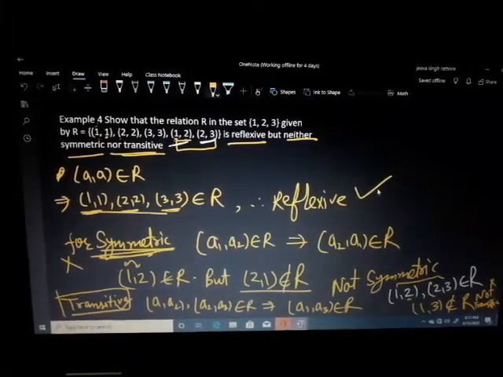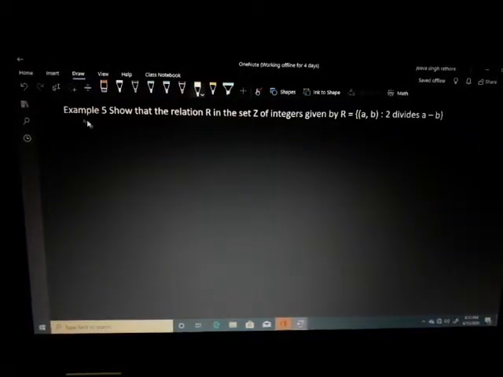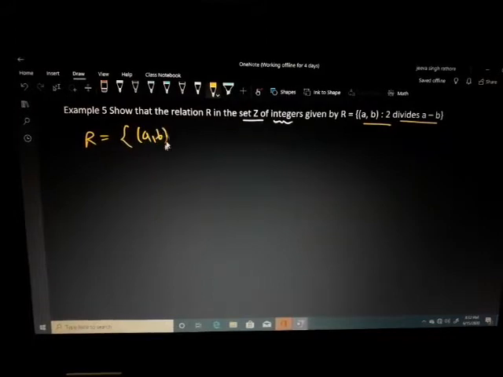नेक्स्ट क्वेश्चन, आपका एग्जाम्पल 5. सो द रिलेशन आर इन द सेट जेड इज इंटीजर्स गिवन बाय रिलेशन आर इज इक्वल टू, 2 divides a minus b. This is the relation R where (a, b) is an ordered pair such that 2 divides a minus b. तो हम चेक करेंगे दिस इज रिफ्लेक्सिव, सिमेट्रिक और ट्रांजिटिव, यस और नो.